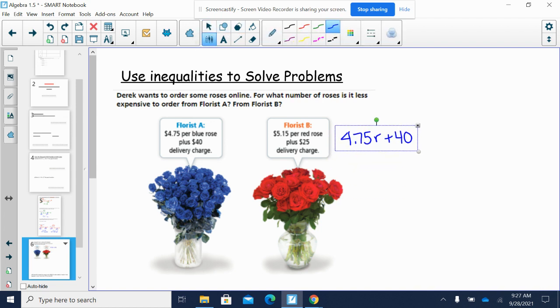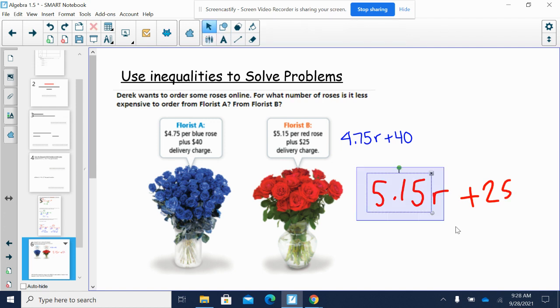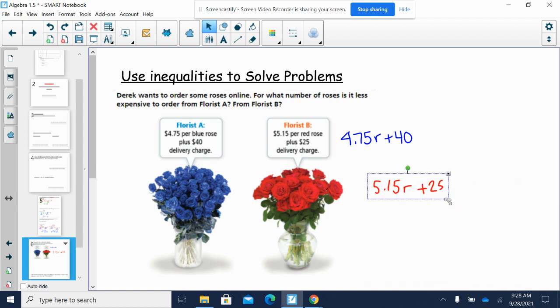Florist B charges $5.15 per red rose. We're just going to call that R for rose again. Even though they have different color roses, that's fine. A rose is still a rose, so it's $5.15 per rose. Per means multiply. And then they add an additional $25 for a delivery charge. So this expression here is for florist B.